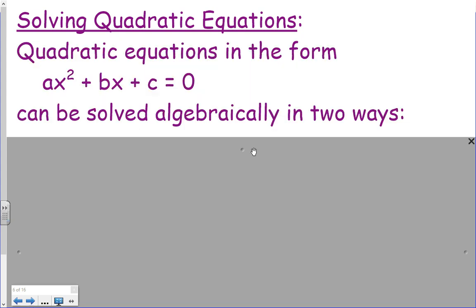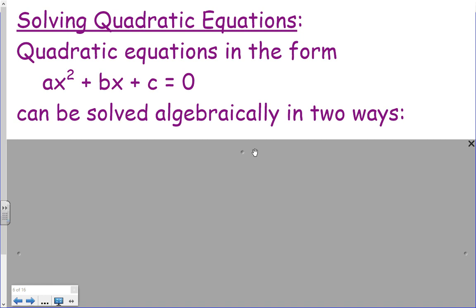When you talk about solving a quadratic equation, we're talking about solving something that's in this form. You've got ax squared plus bx plus c. That's your polynomial form for a quadratic expression. Since we're setting it equal to 0, that turns this expression into an equation, because now I have an equal sign in there. So we've got a quadratic equation in that form.